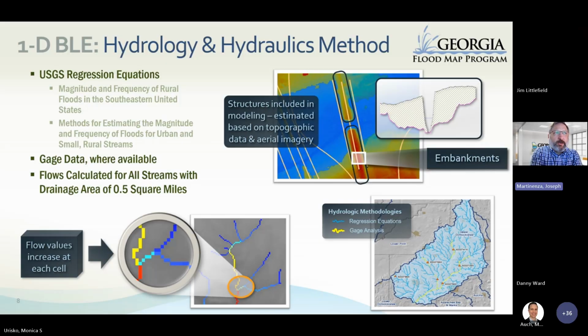This is just standard. We put cross sections across the LiDAR. We use regression equations to develop the hydrology, or gauge data, if it existed. We'll do a statistical analysis on the gauge data to come up with our flows. And the thing to note is we do a drainage area up to 0.5 square mile. The difference with 2D is we take it all the way up to the watershed boundary. But for 1D, that's not really necessary.